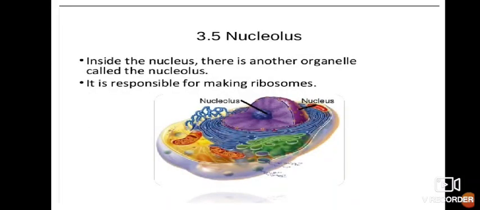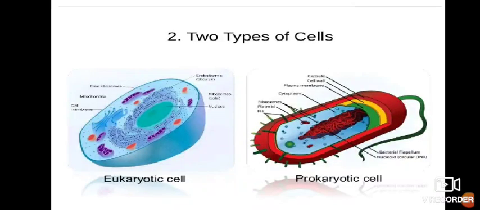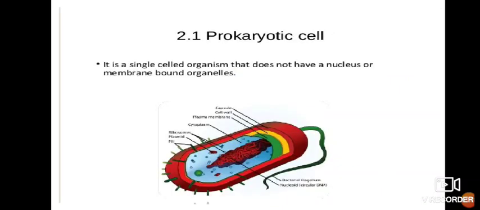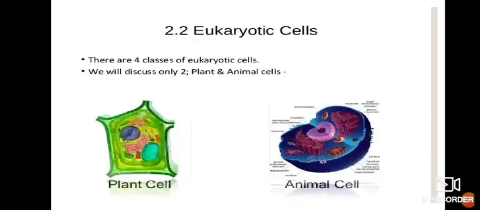Nucleolus. It is responsible for making ribosomes. Ribosomes are synthesized inside the nucleus and they will be transported out of the nucleus. Now cells could be of two types, eukaryotic cell and prokaryotic cell. A prokaryotic cell is definitely a bacterial cell. They could be either archaebacteria or eubacteria. Then eukaryotic cells, we are basically considering plant cell and animal cell.